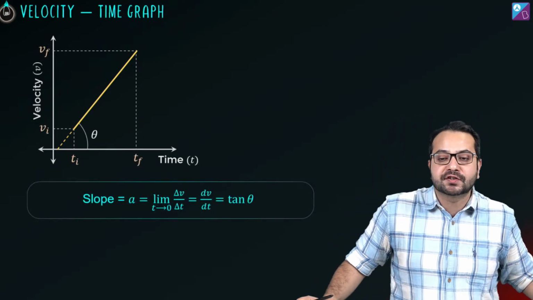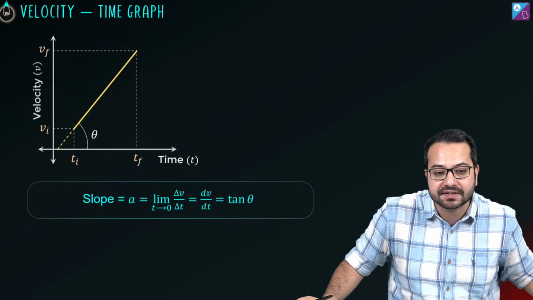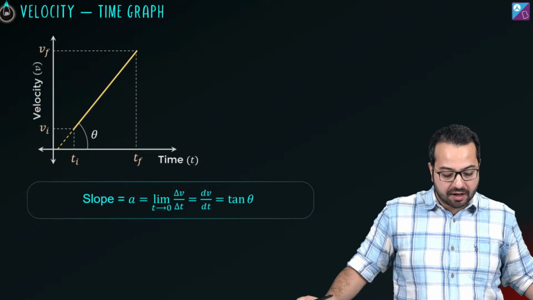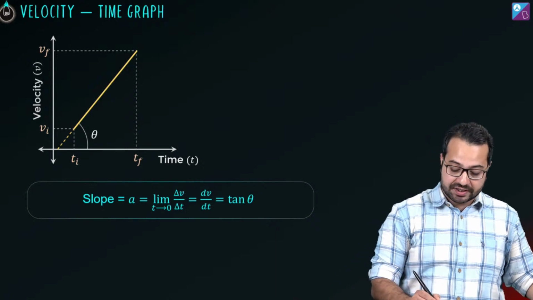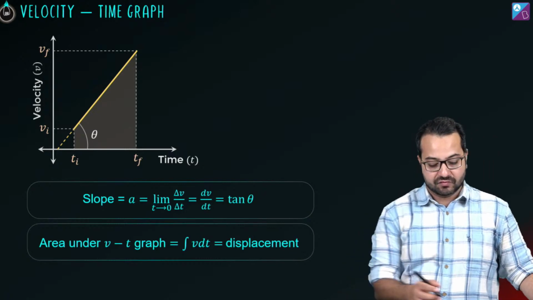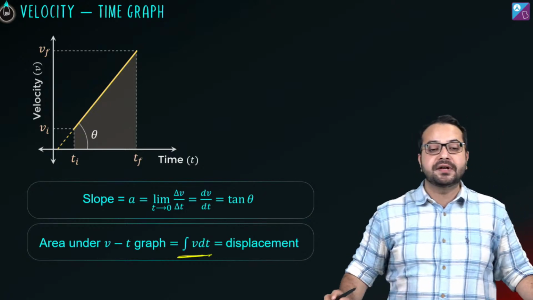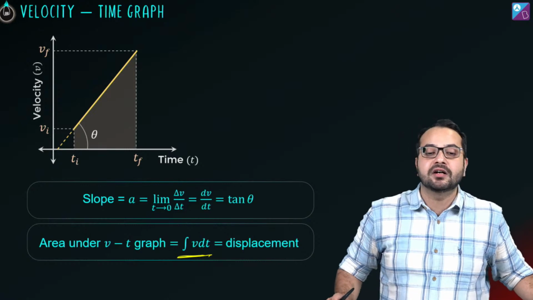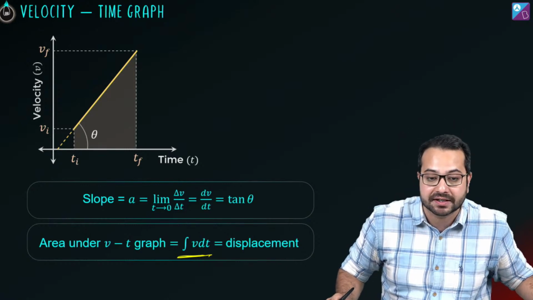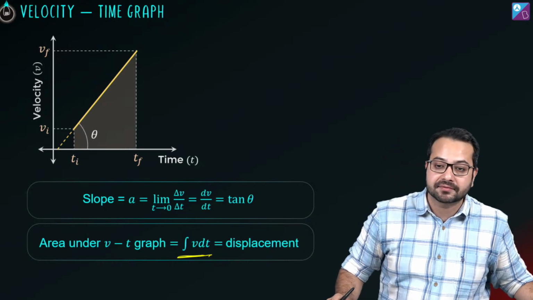So obviously the slope of the velocity time graph gives us acceleration. Yes. And there's one more thing. The area under the curve, which we call the integral of v dt. What does the area under the curve give us? It gives us the displacement. Is that correct? ठीक है?